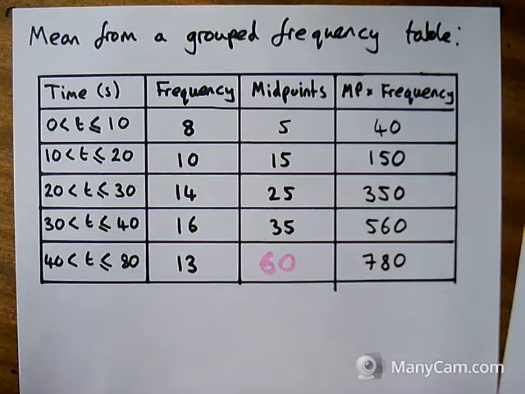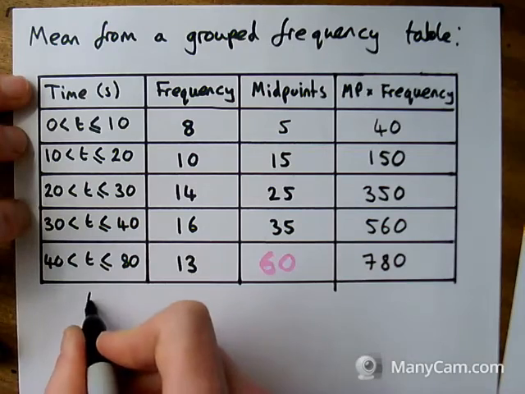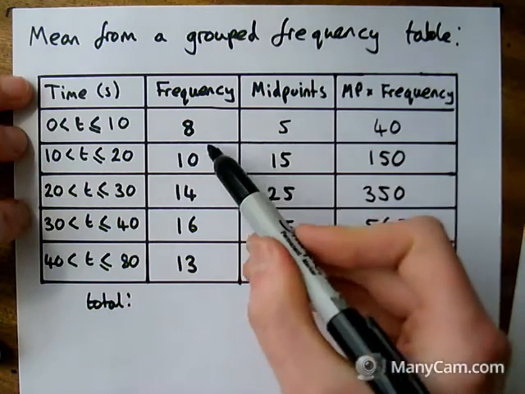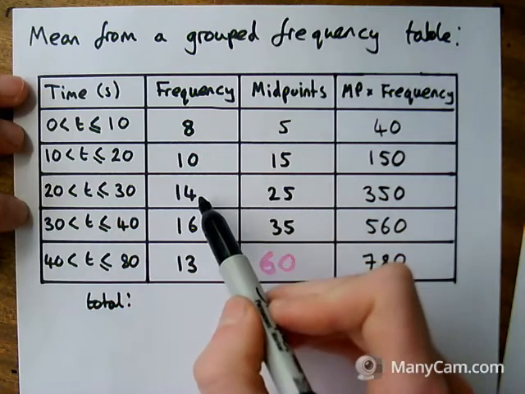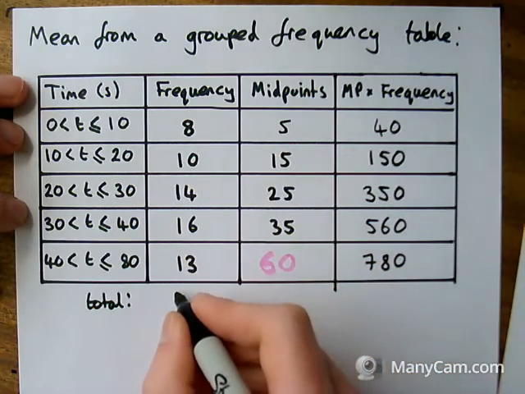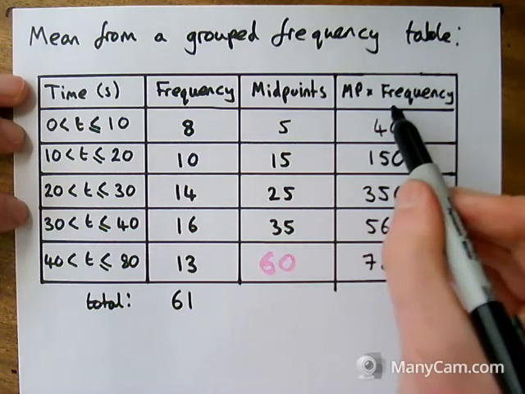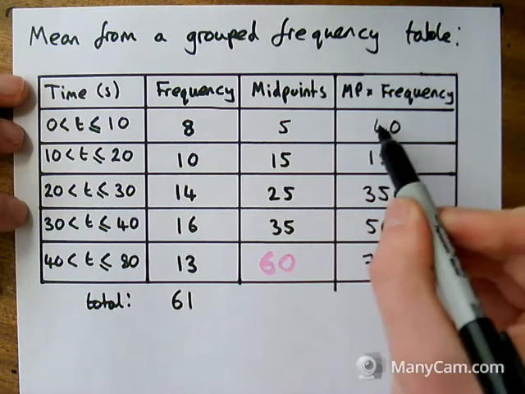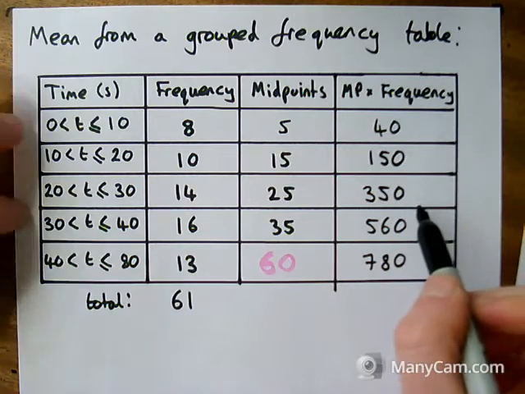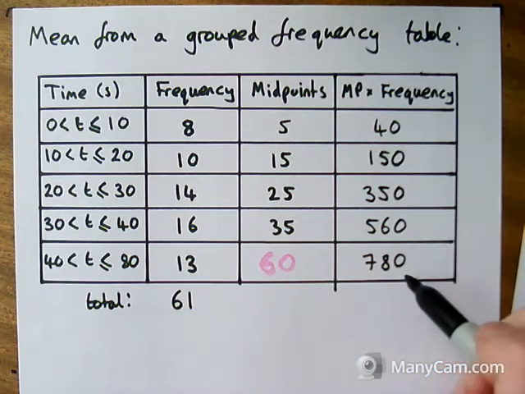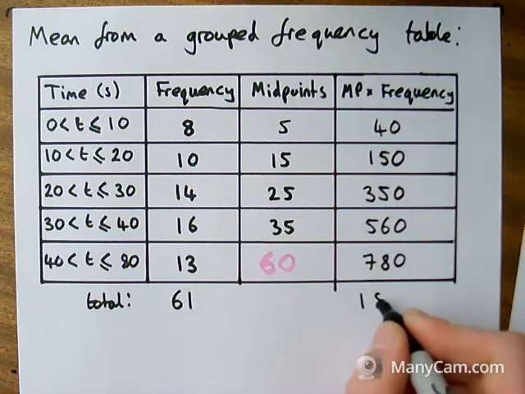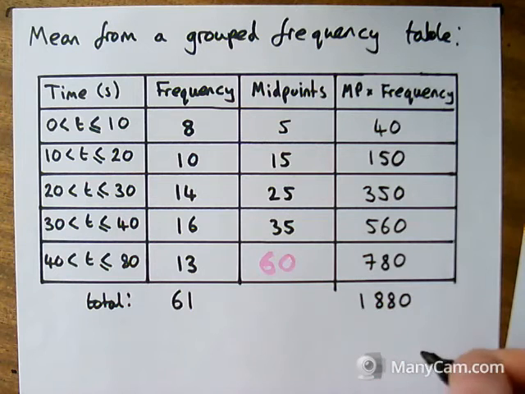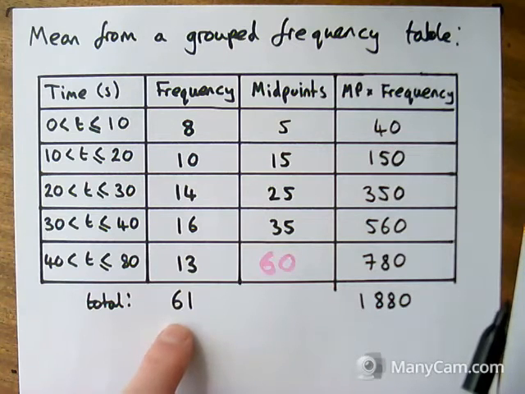Then I need my two totals, which I'm going to end up dividing to work out the mean. So if I work out how many people were asked in this question, my total for my frequency column is going to be 8, add 10, add 14, add 16, add 13, which gives me 61. And my total for my total times taken, 40, add 150, add 350, add 560, and add 780. That gives me a total of 1,880 seconds.